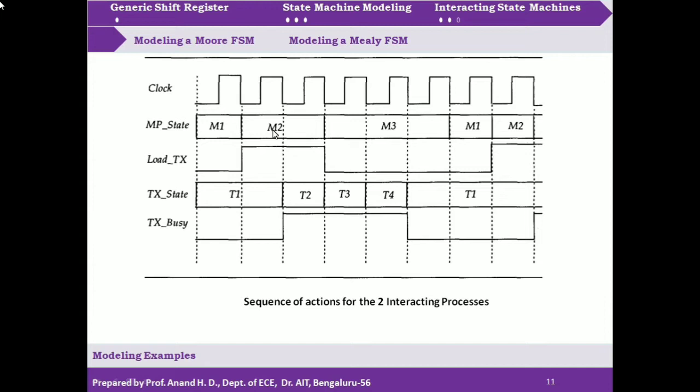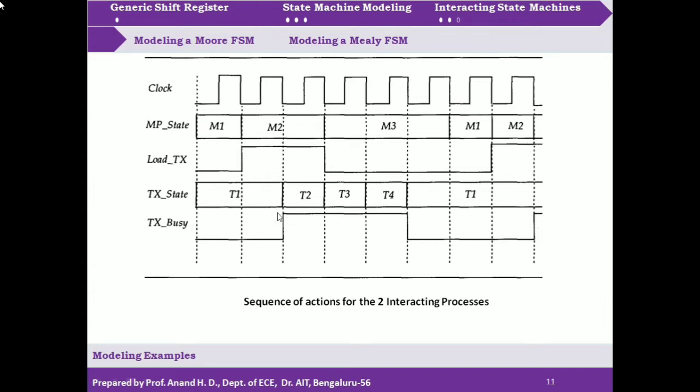causing the load_Tx signal to go high. Whenever it is high, there will be a state transition from T1 to T2. This is going to take place with respect to the next negative edge of the clock. So when it has made the transition from T1 to T2, it is going to make Tx_busy high.